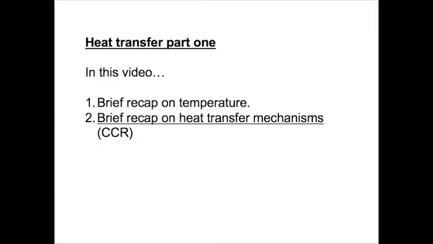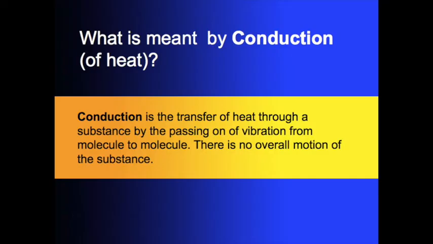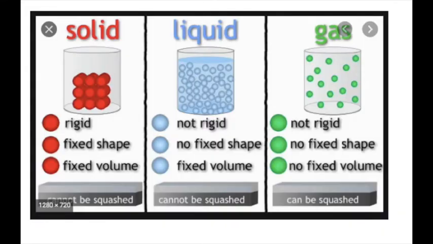Next, let's briefly, and this time it will be brief, let's briefly recap how heat is transferred from one place to another. So the three main methods are conduction, convection, and radiation. In conduction, the heat is transferred from molecule to molecule. So if you think back to our solids, liquids, and gases diagram, this will work better for solids and liquids than it will for gases because the particles are going to be touching a lot more often.